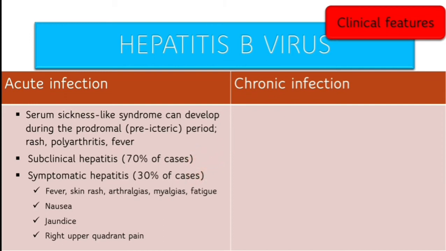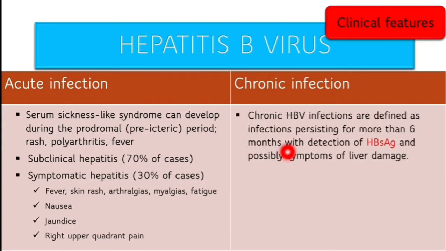So let's move on to chronic infection. Chronic HBV infections are defined as infections persisting for more than 6 months with detection of hepatitis B surface antigen. Just a moment, I will talk about this. And possibly symptoms of liver damage. This can actually mimic acute hepatitis and result in hepatic failure.